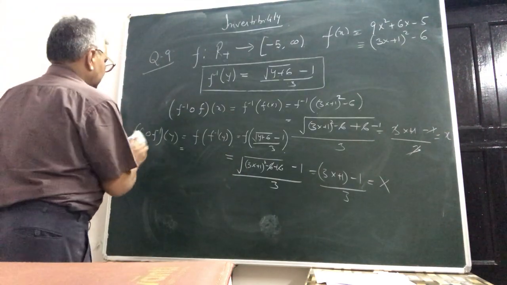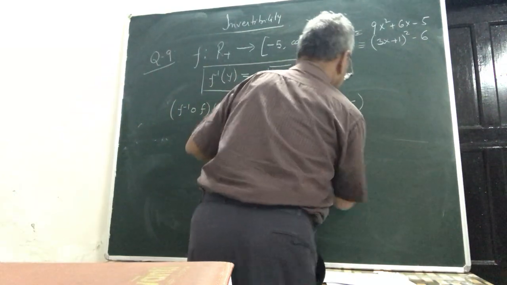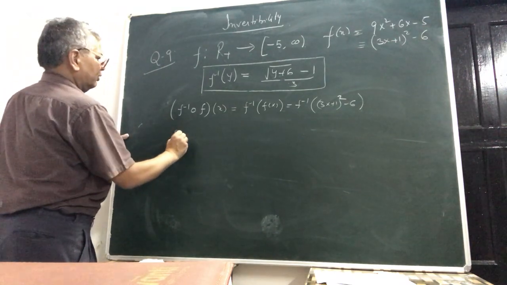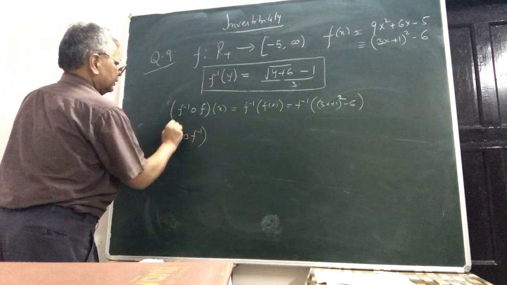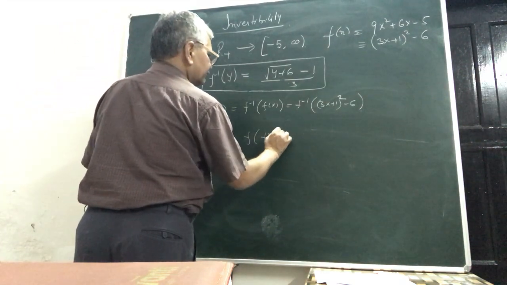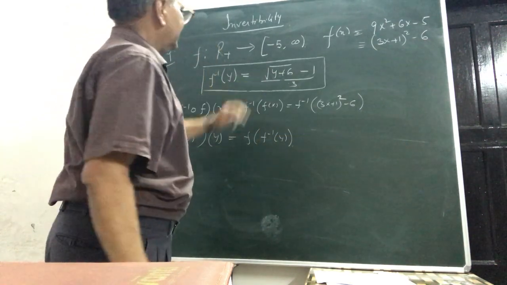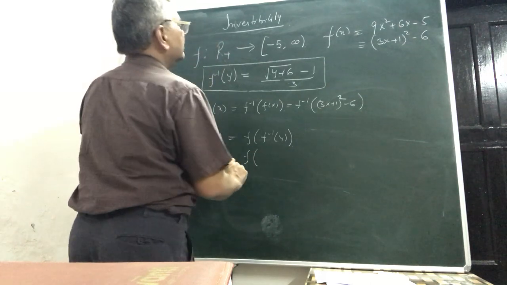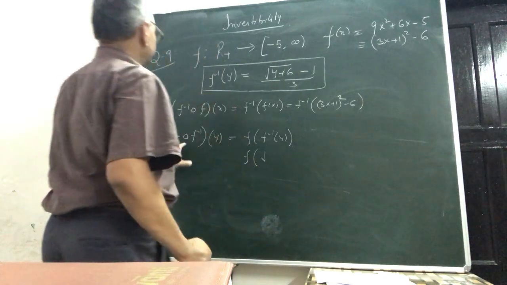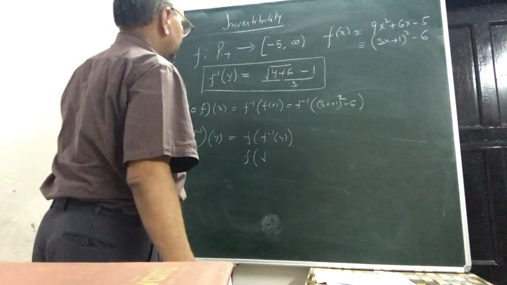Okay, let us do it again here. Let me do it. What do we have to find now? f o f inverse y. So this is nothing but f of f inverse y. f inverse y has been defined like this. f inverse will be from here to here. So it will go from here to here. Yes, it is fine.